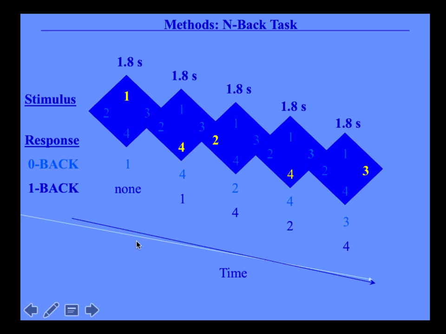The person has to remember the number and press the button. If it's 0 back, he doesn't have to remember anything. He just presses the button in response to the stimulus he sees. 1 back, he's got to remember that. On the next trial, he has to press the button that he saw 1 trial back. So by doing 0 back, 1 back, 2 back, you can titrate the memory load. And that gives us a way of kind of mapping the working memory component.